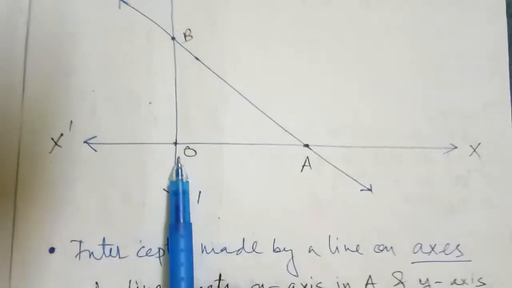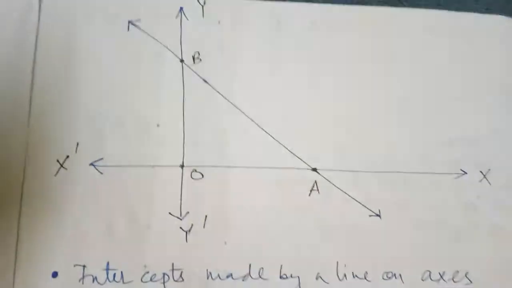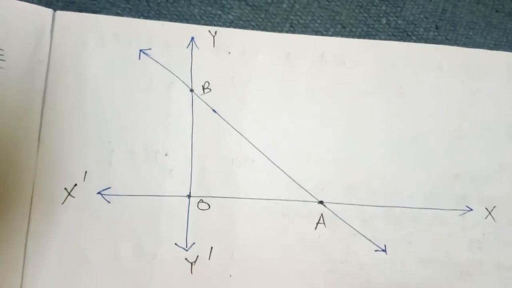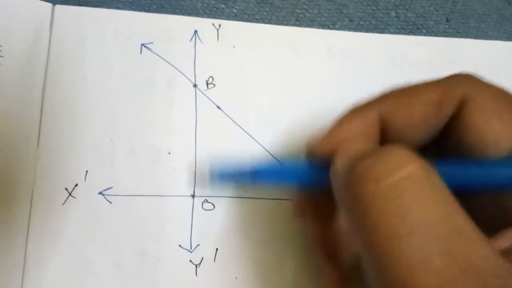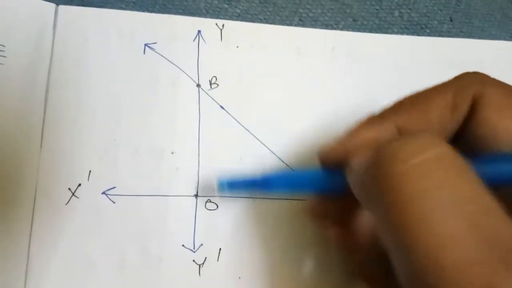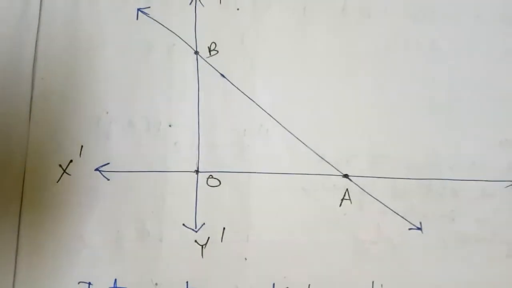Now I've written one more thing here. The y-intercept is also denoted by the letter c. These points you keep in mind.